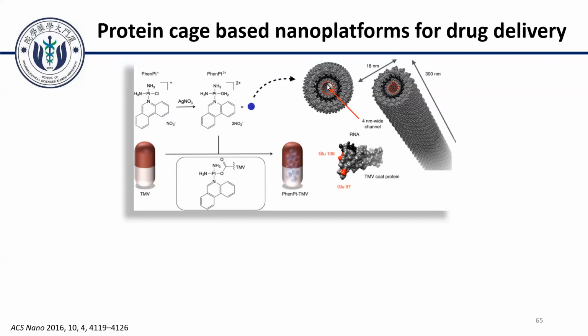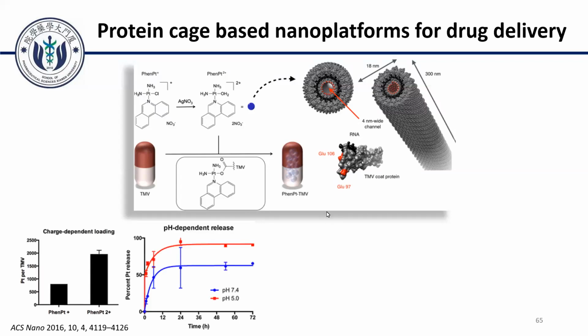In this case, again, you can modify the inner surface property of the cage or tube to enhance the molecule drug loading. What they modified is to enhance the hydrophilicity of the inner surface, and then to load this palladium-based drug to enhance the tumor therapy. The interesting part is that it also has specific selectivity, which is charge-dependent loading. As we can see, 2+ platinum has much higher drug loading capacity compared to 1+ platinum.